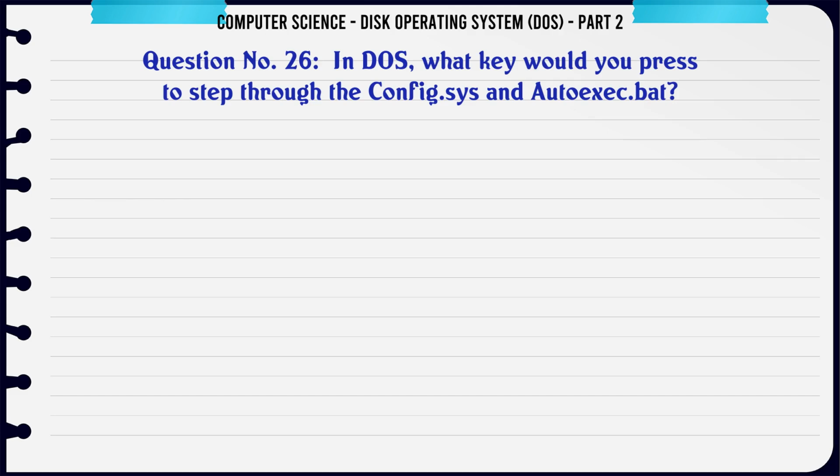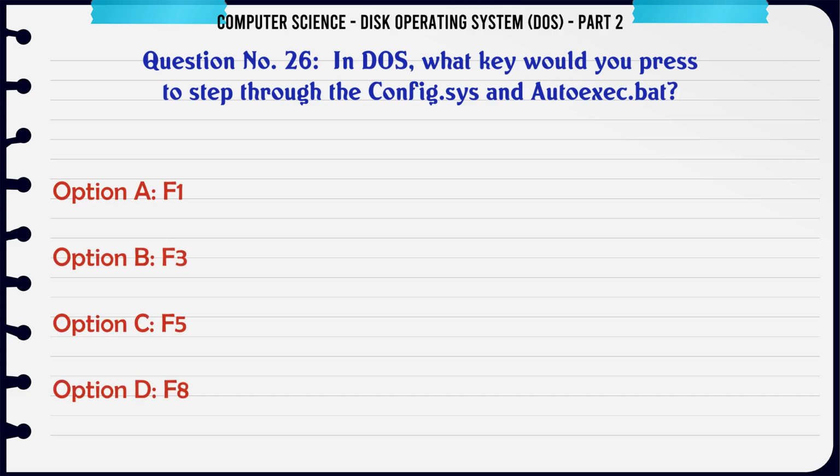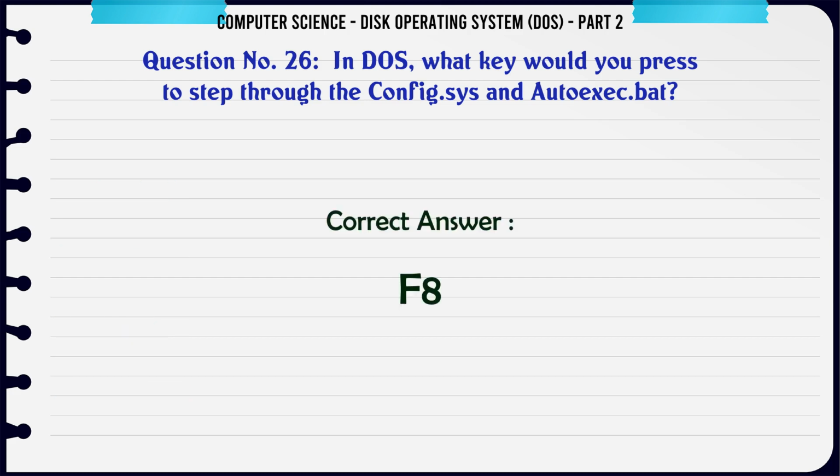In DOS, what key would you press to step through the Config.sys and Autoexec.bat? A. F1. B. F3. C. F5. D. F8. The correct answer is F8.